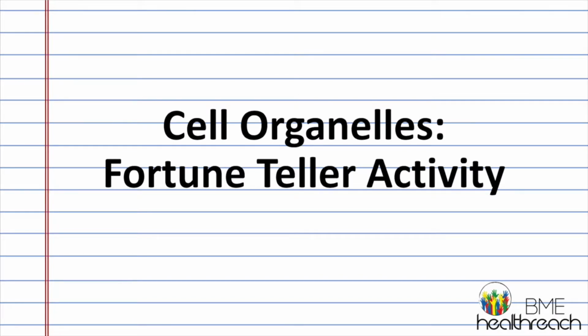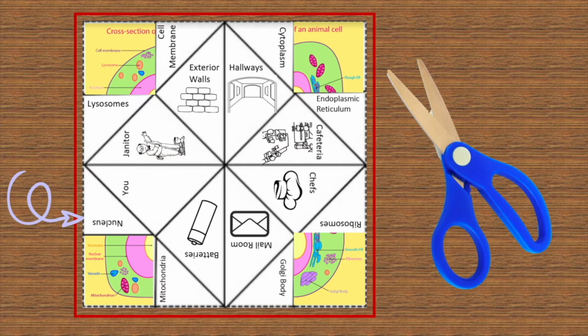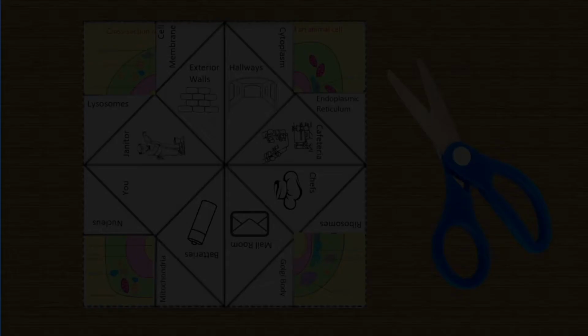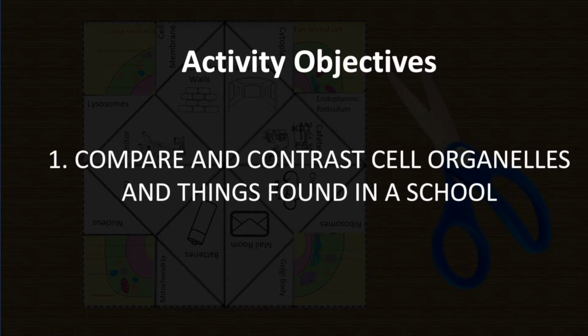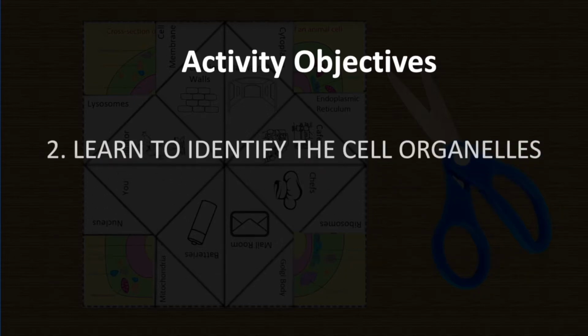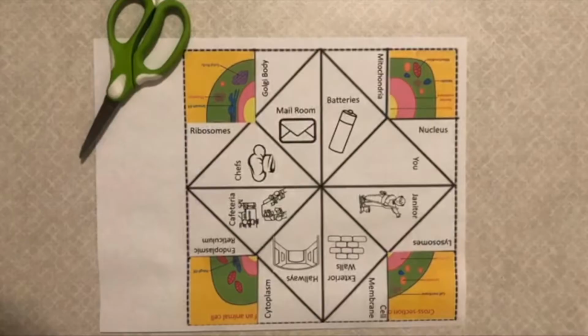Cell organelles fortune teller activity. For this activity, you will need the cell organelles fortune teller template and a good pair of scissors. The activity objectives are to compare and contrast the differences and similarities between the organelles of a cell and things found in a school, as well as learn to identify the structure and function of the cell organelles. Let's go ahead and get started.